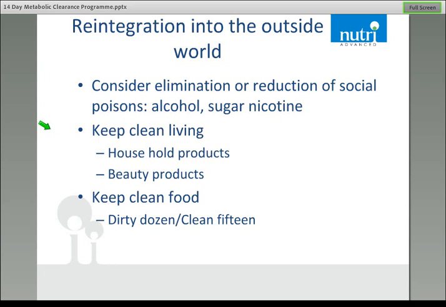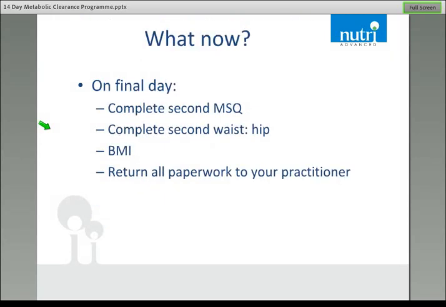Keep your clean living, so thinking about continuing to use your natural household products and changing your beauty products long term. Keep going with your clean, avoiding your dirty dozen, but sticking with your clean 15 fruits and vegetables.